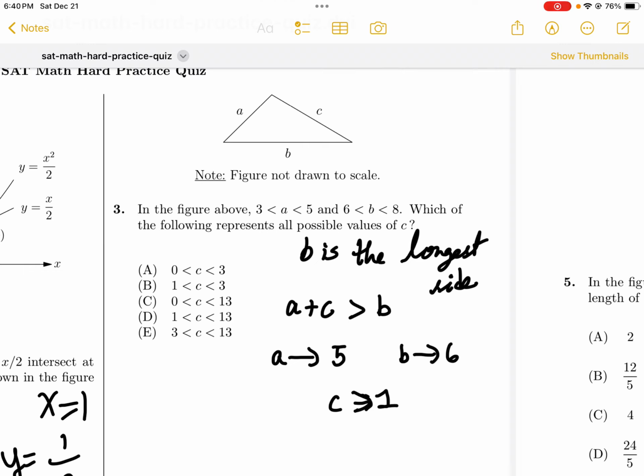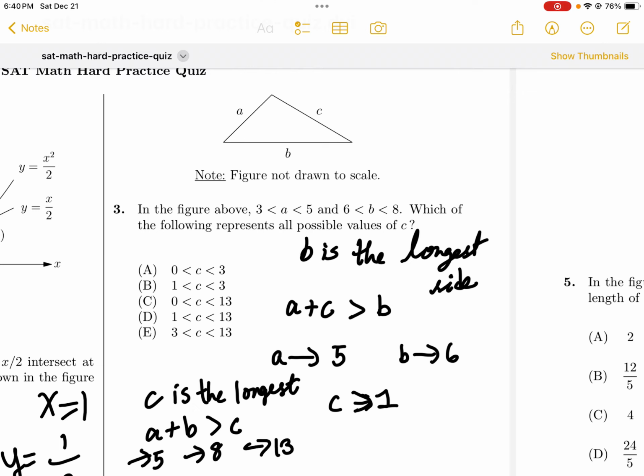Correct? Now if we assume that C is the longest side, then A plus B has to be greater than C. So now we have to maximize A plus B. In order to do that, we can bring A closer and closer to 5 and B closer and closer to 8. That means C will get closer and closer to 13, but actually never reach it. So C has to be less than 13 at its maximum. So in conclusion, our final inequality for C is C has to be between 1 and 13. And that's answer choice D.